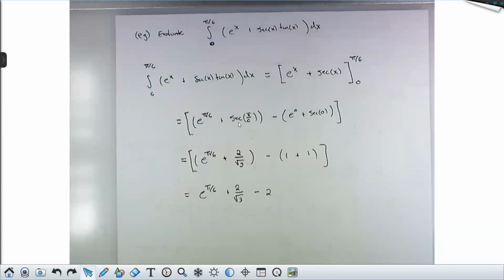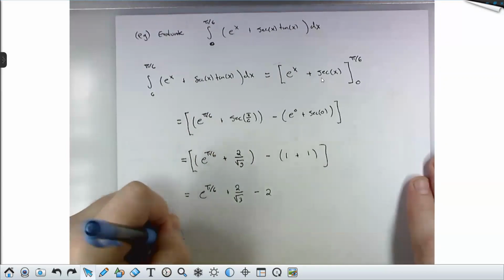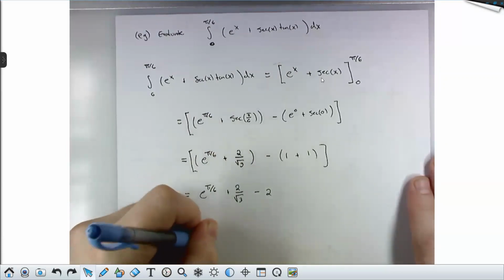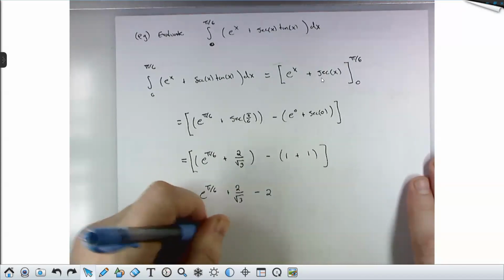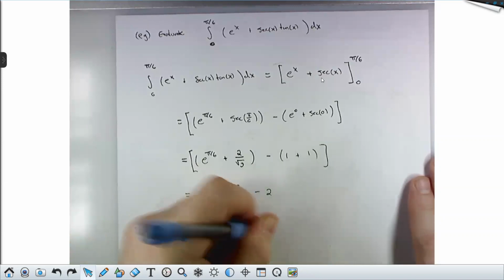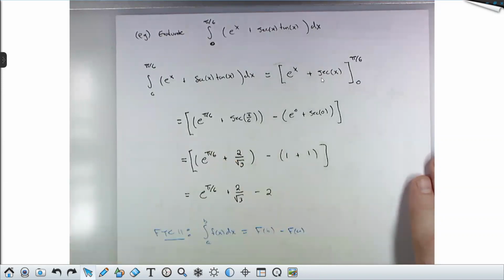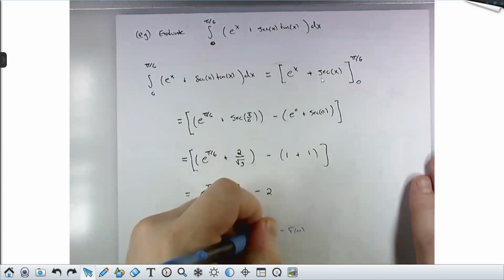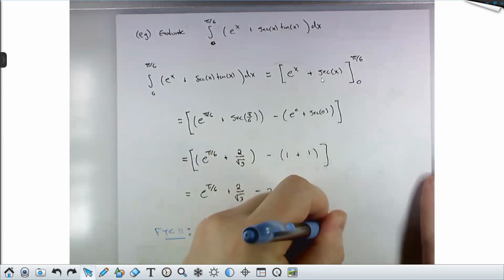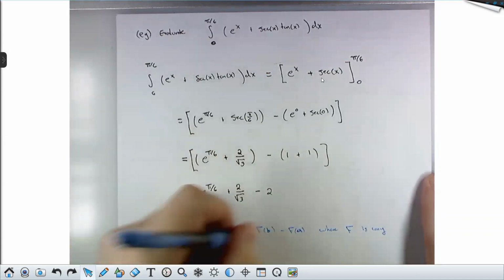Why is it always like minus? So this is coming from FTC2. Remember that FTC2, the thing that we're using here, says that the integral from a to b of little f of x dx is equal to capital F of b minus capital F of a, where capital F is any antiderivative.